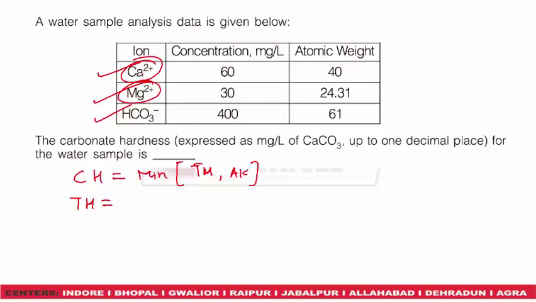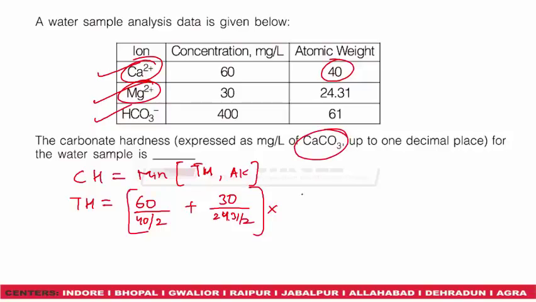So this will be equal to total hardness. Concentration of calcium ion is 60 milligram per liter divided by equivalent weight of calcium. So it is 40, the atomic weight, divided by valence 2, plus concentration of magnesium ion is 30, equivalent weight will be 24.31 by 2, into equivalent weight of calcium carbonate. So the molecular weight of calcium carbonate is 100 and its valence is 2. So this comes out to be 273.406 milligram per liter.